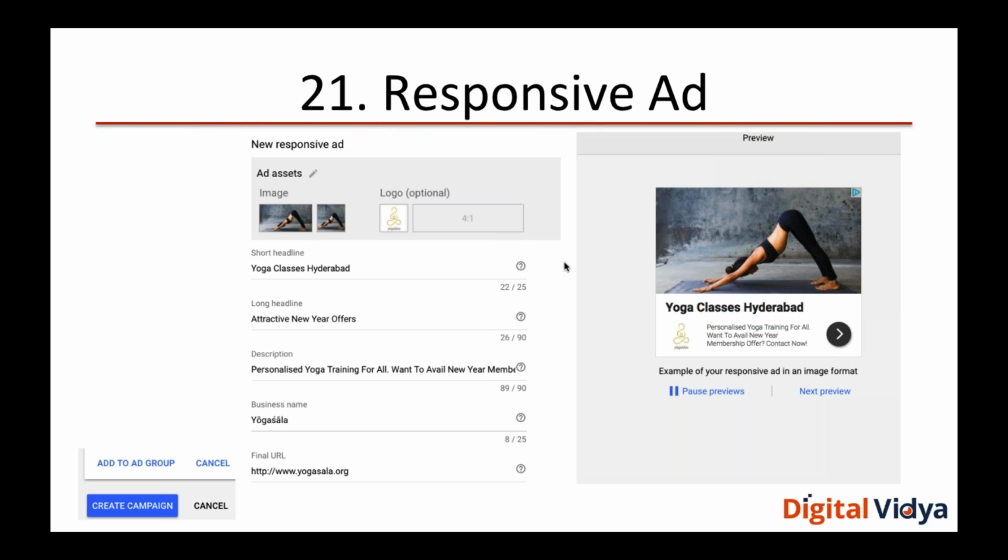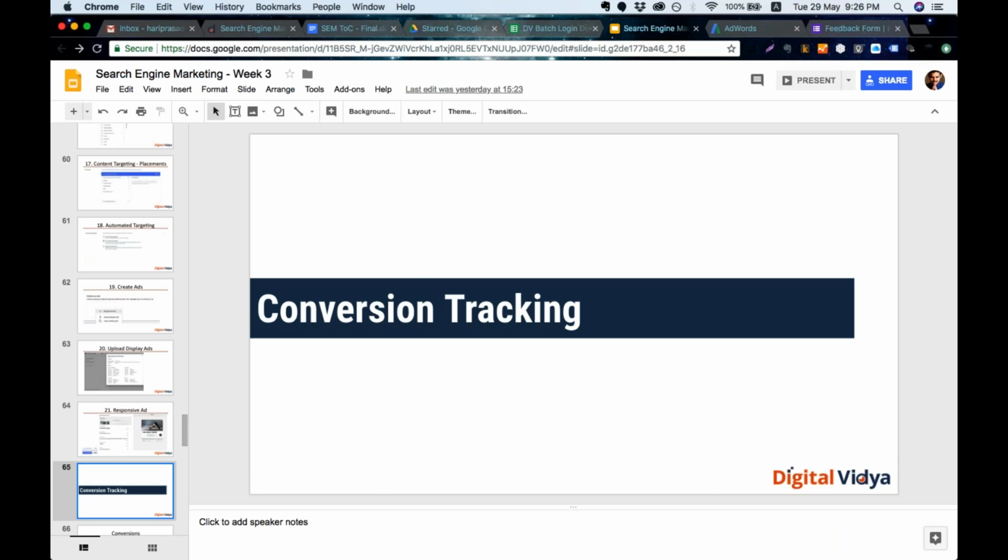So once you've created the responsive ad over here, you can either add it to an ad group or create a campaign, and that will complete the display campaign creation process. Is this clear? Any doubts, guys?